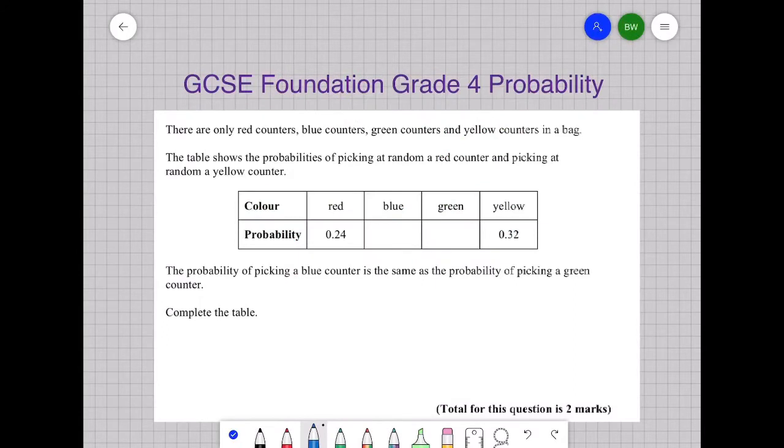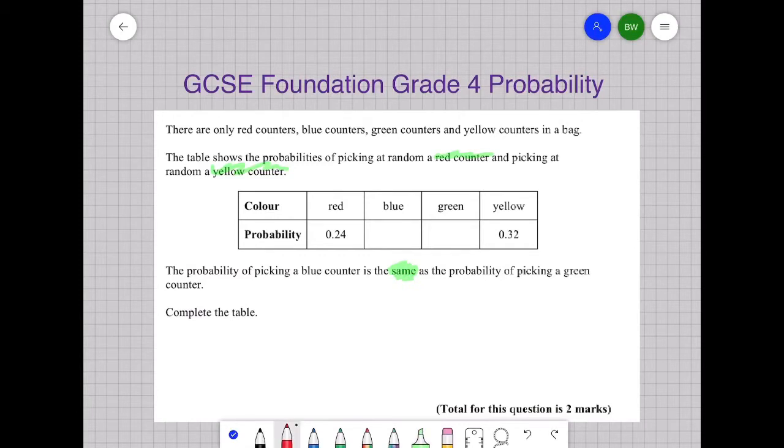So in this video we're going to look at GCSE Foundation Grade 4, so probability, so aiming for a Grade 4 question. There are red, blue, green and yellow counters in a bag, and the table shows the probabilities of picking a red and yellow counter at random. So they're the only two that we are given. The probability of picking blue is the same as the probability of picking green, and that's important to know.